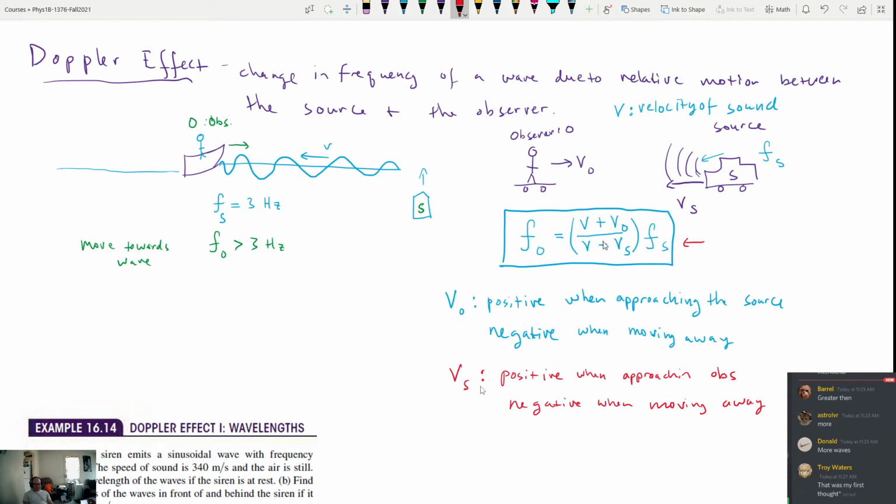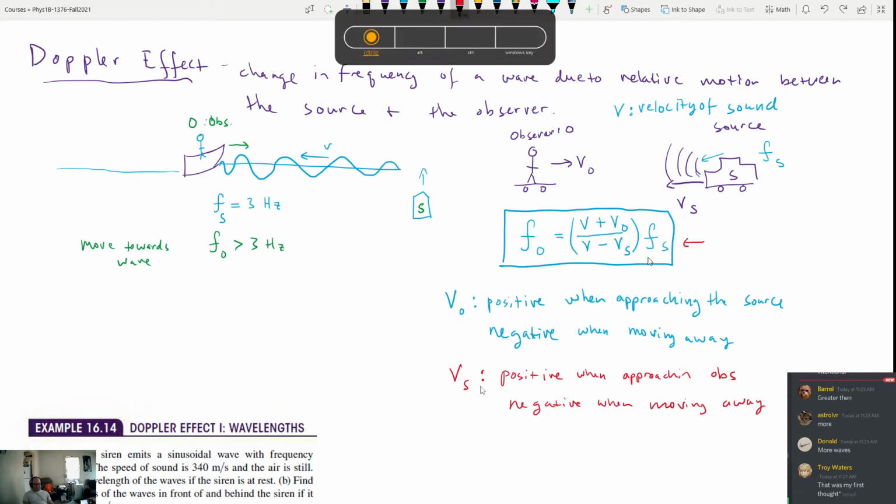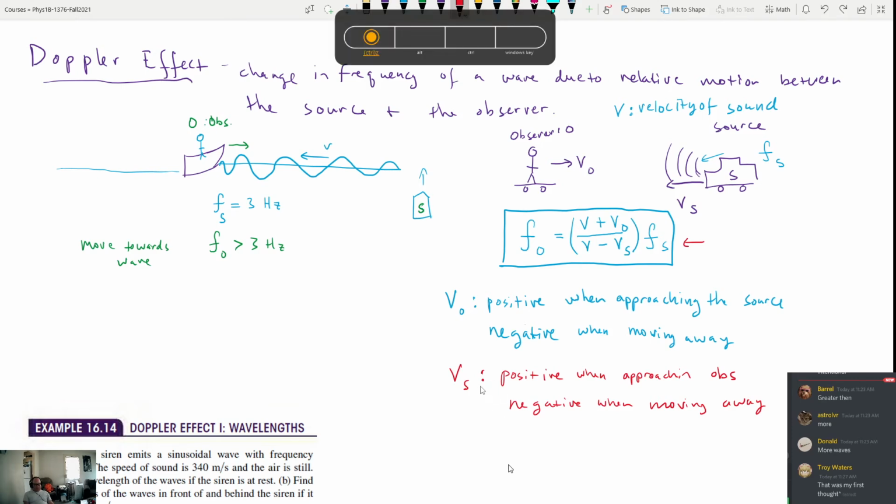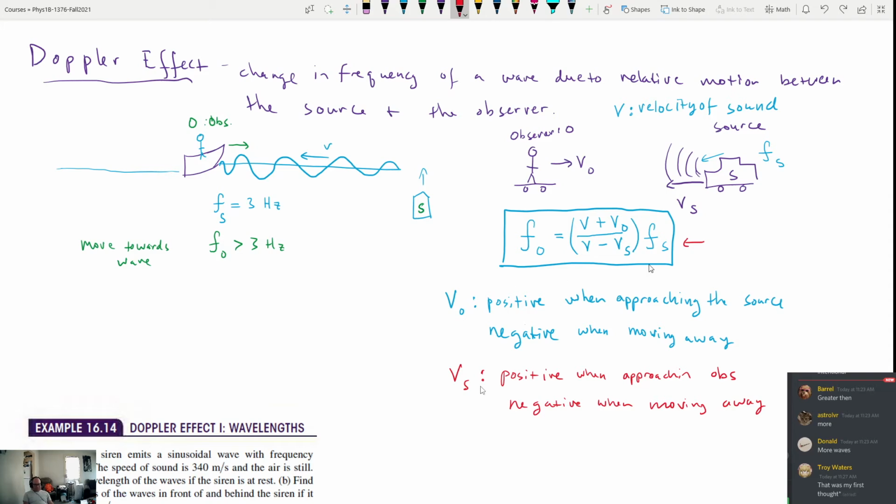Their equation has a positive sign in the denominator, and they define VS to be, they basically reverse these definitions. And I don't like that. To me, this is just easier to understand mathematically. We'll look at some examples, and maybe we'll talk about why I like this equation better. But they do say the same thing. It's just the way they define the positive and negative is really hard for me to understand.